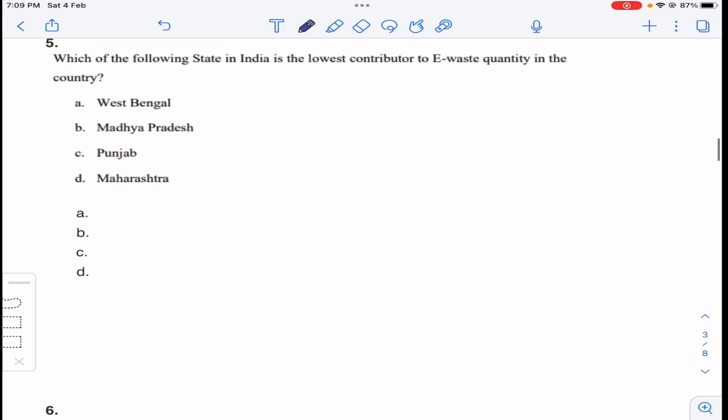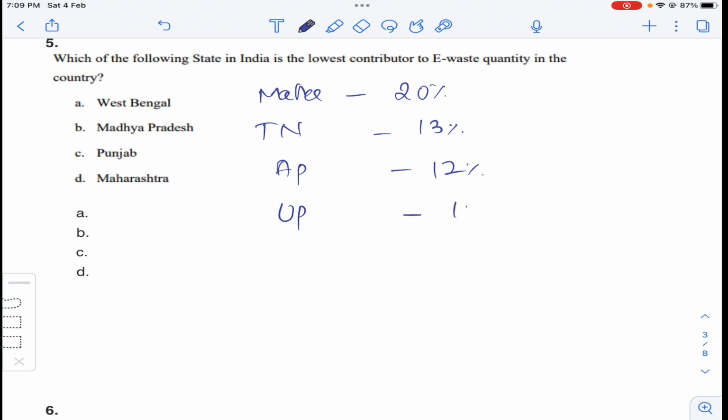Coming to question number 5, which of the following state in India is the lowest contributor to e-waste quantity in the country? So generally all the states will produce some e-waste. The topmost state which produces e-waste is Maharashtra, around 20%. Tamil Nadu will produce 13%. Andhra Pradesh will produce 12%. Uttar Pradesh will produce 10%.